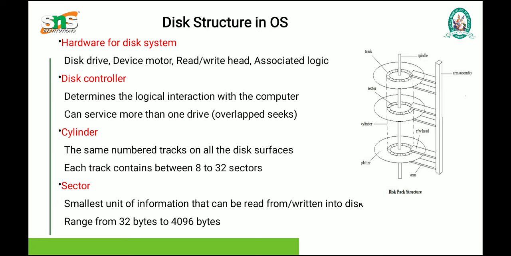The hardware for disk systems includes disk drives, drive motors, read-write heads, and associated logic. The disk controller, which helps determine the logical interactions with the computer, can service more than one drive with overlapped seeks. A cylinder is the same numbered track on all the disk surfaces. Each track contains between 8 to 32 sectors. The sector is the small unit of information that can be read from or written into the disk, ranging from 32 bytes to 4096 bytes.